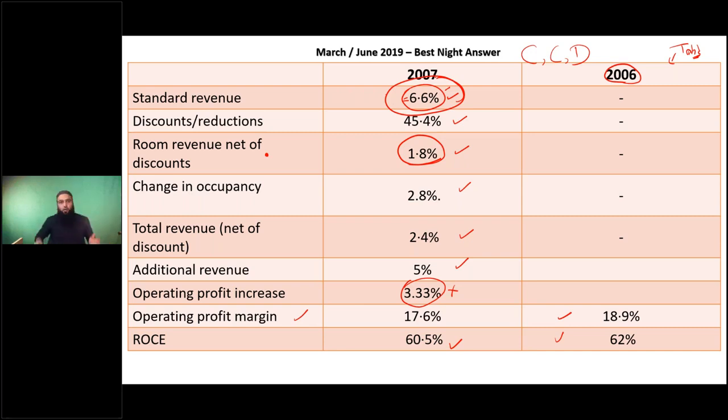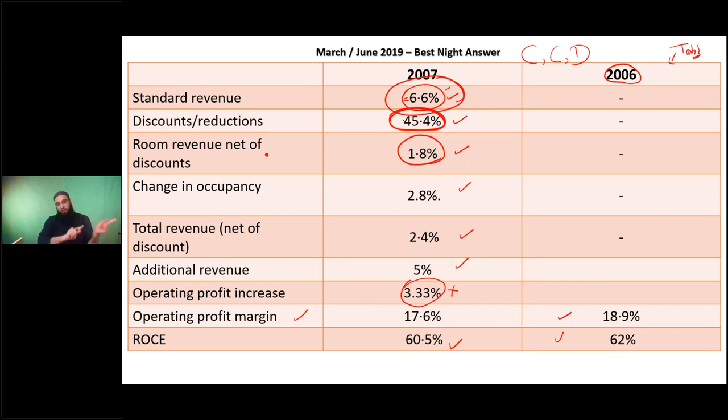Because you are giving discounts. And why did this happen? You know why this happened? Because of the massive 45.4% discount. This is a reason which is obvious. And this is what I've done, indirectly linking. This is indirectly linked here.